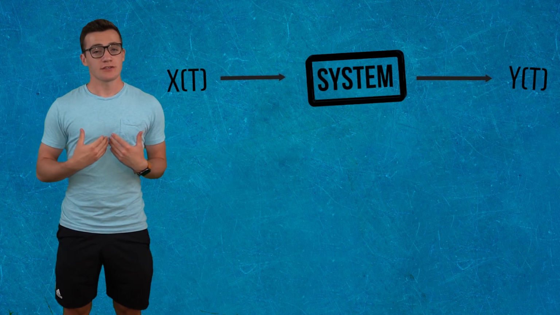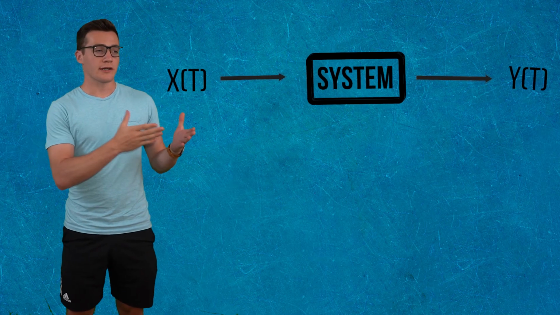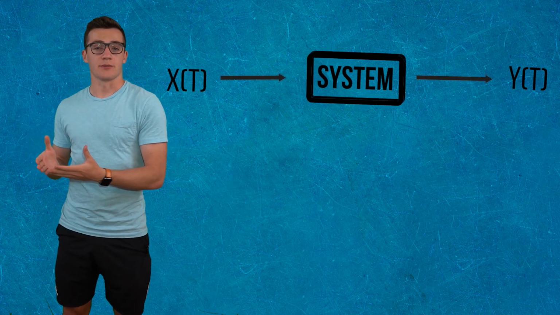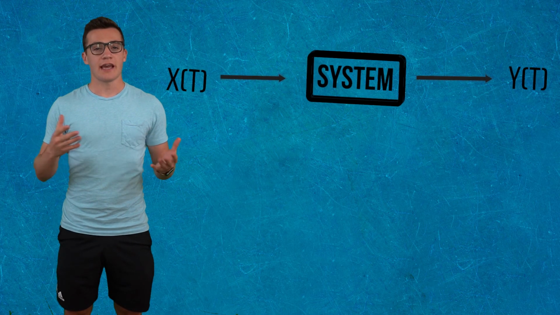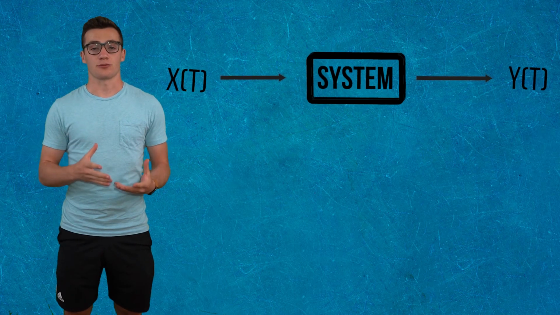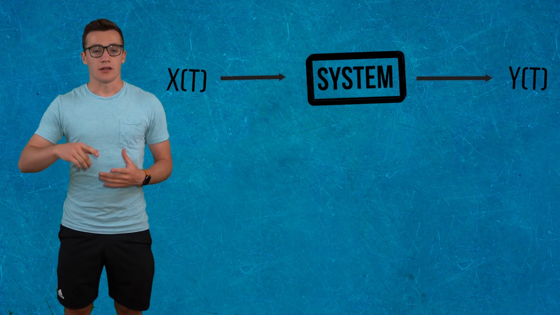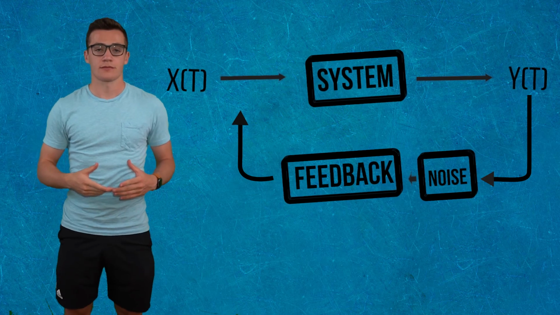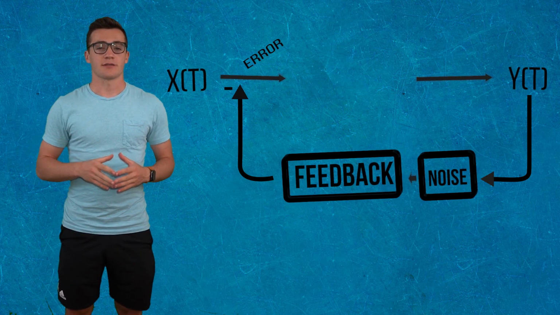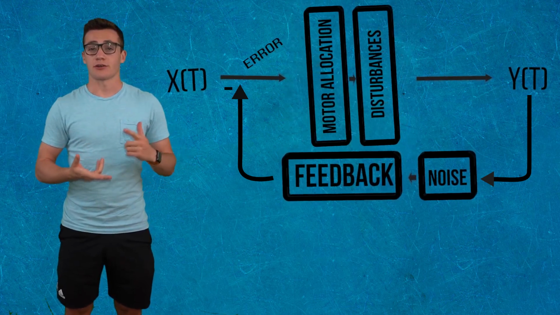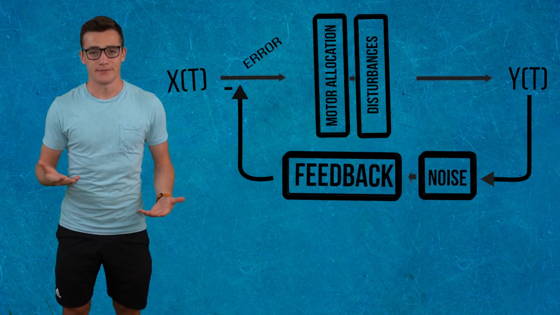However, because I was the one controlling the drone and observing where it is in relation to where we needed it to be, we can expand the system to include a feedback loop that is me correcting any error in our desired versus actual position, causing our system to look a little bit like this. If we wanted to, we could even go further and expand our system blocks to include things like motor allocation or noise or disturbances such as wind.